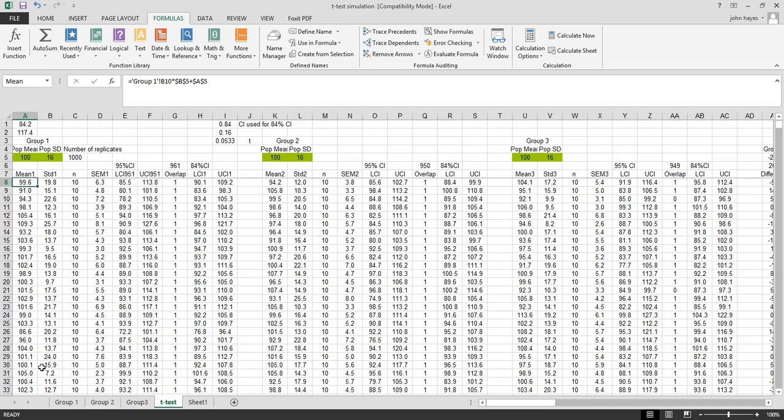Now we're going to continue our simulation discussion. Notice that we have three groups. Group one, the first sample, has a mean of 99.6. Group two has a first sample mean of 94. Group three is at 104. But notice that all the population means are 100.